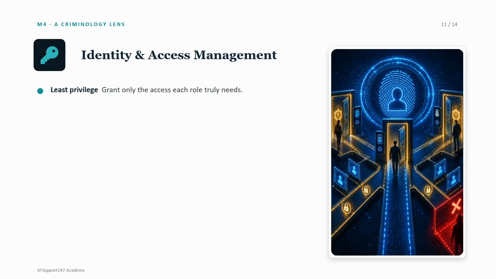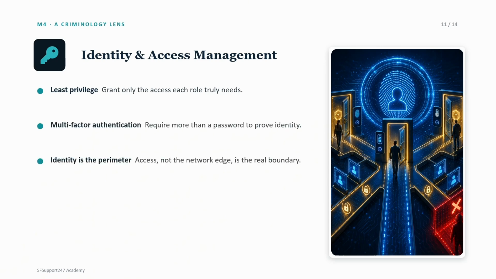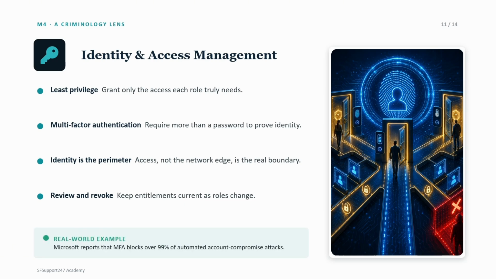IAM, identity and access management: grant only the access each role truly needs, require multi-factor authentication. Access, not the network edge, is the real boundary. Keep entitlements current as roles change. Microsoft reports that MFA, multi-factor authentication, blocks around 99% of unauthorized account compromises.